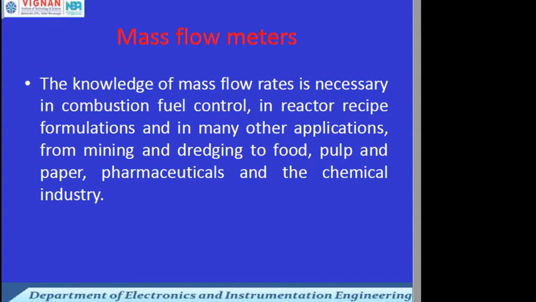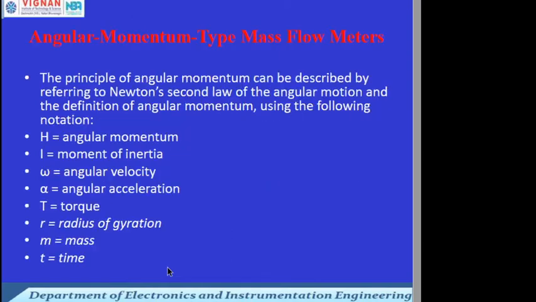Knowledge of mass flow rate is also a necessity in combustion fuel control, reactor formulation, and in many other applications. From mining and dredging to food, pulp and paper, pharmaceutical and chemical industries, these mass flow meters are very useful. So today we are going to discuss mass flow meters, which are also used in the chemical industry and the paper and pulp industry.